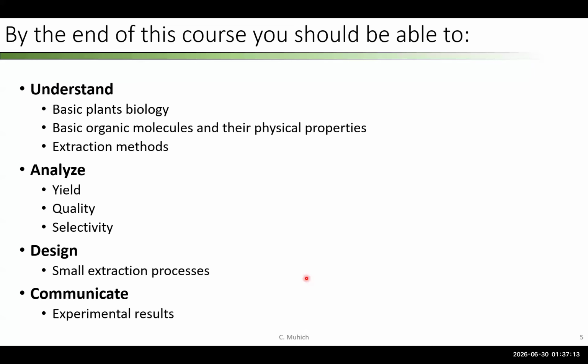Put more succinctly, by the end of this course, you should be able to understand basic plant biology, basic organic molecules and their physical properties, and basic extraction methods. You'll be able to analyze yield, quality, and selectivity of your extraction methodology, and you will design small extraction processes. Lastly, you will be able to communicate your experimental results and explain why you constructed an extraction process the way you did.